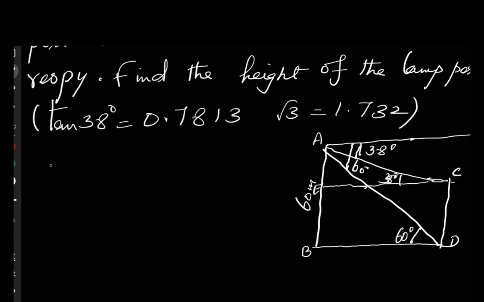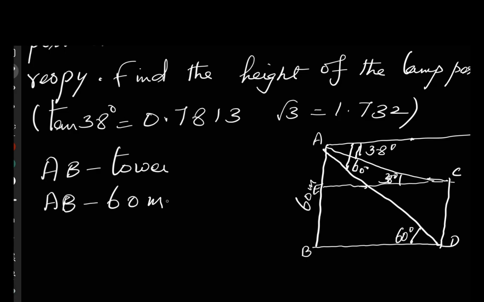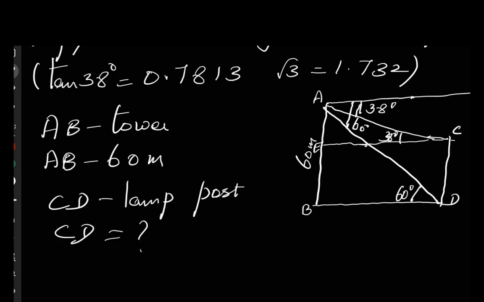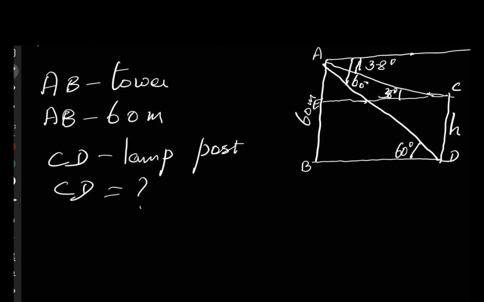So first let me write what are given. AB, tower. So AB is equal to, they given 60 meter. CD lamppost. So you are supposed to find the height of the lamppost. Let me take this as H. Okay. And here we see the two triangles, right angle triangle. See, one 90 degrees at E, the other 90 degrees at B.